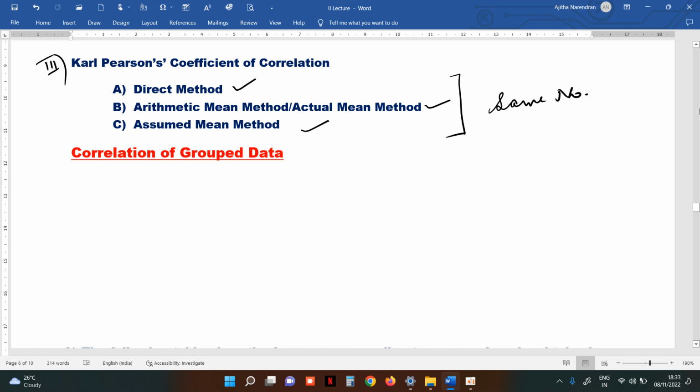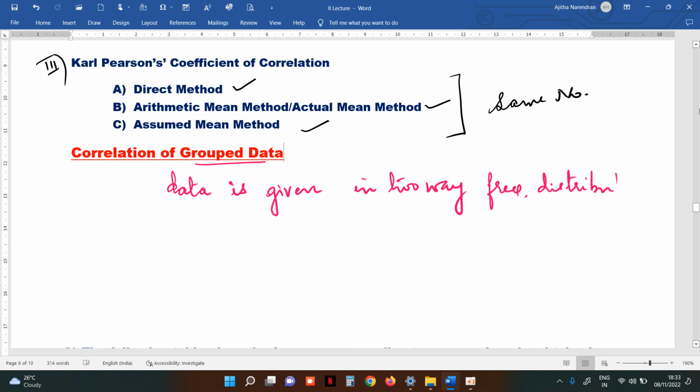Now, the second part of Karl Pearson's coefficient of correlation is how to compute the correlation in case of grouped data. Grouped data means what? When the data is given in a two-way frequency distribution. Or simply we can say, when the data is given in rows and columns. At that time, how to compute Karl Pearson's coefficient of correlation for grouped data.